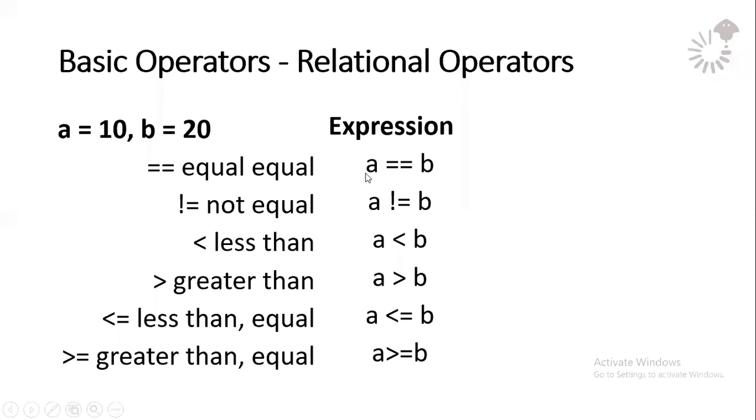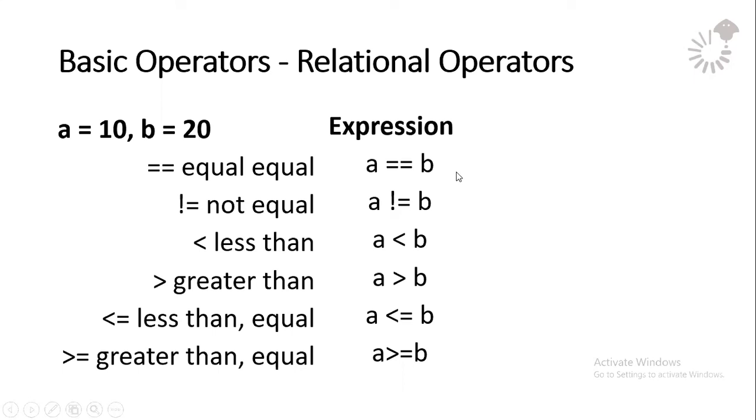So we read this as: is A equal B? This is a question kasi. A not equal B, less than, A less than B, greater than, A greater than B, less than equal, is A less than or equal to B, greater than equal, is A greater than or equal to B. So this is a question, we are checking if it's true or false. So A equal to B, true or false?